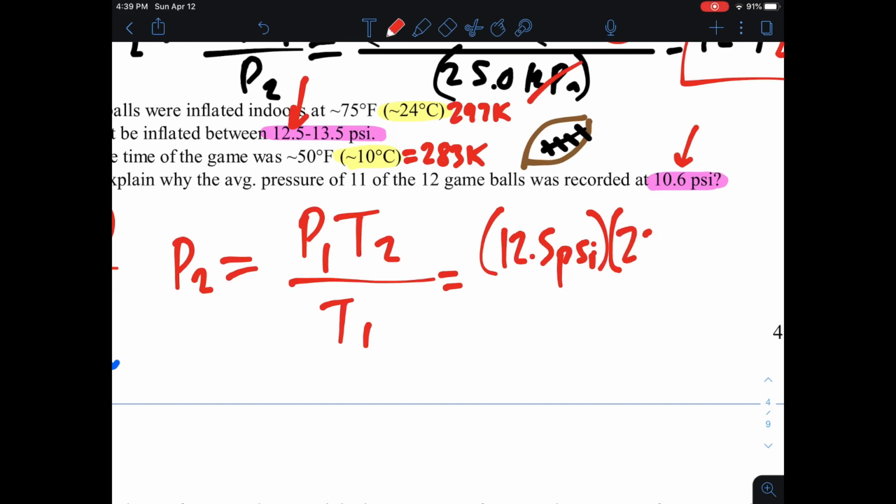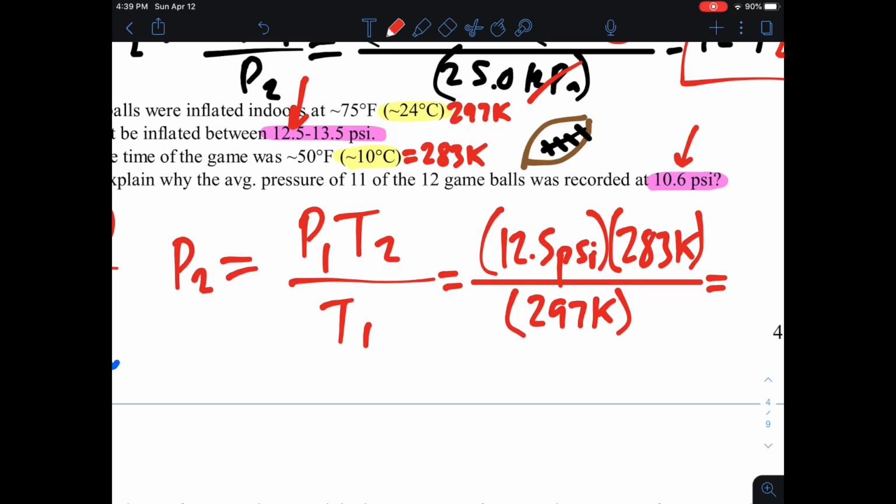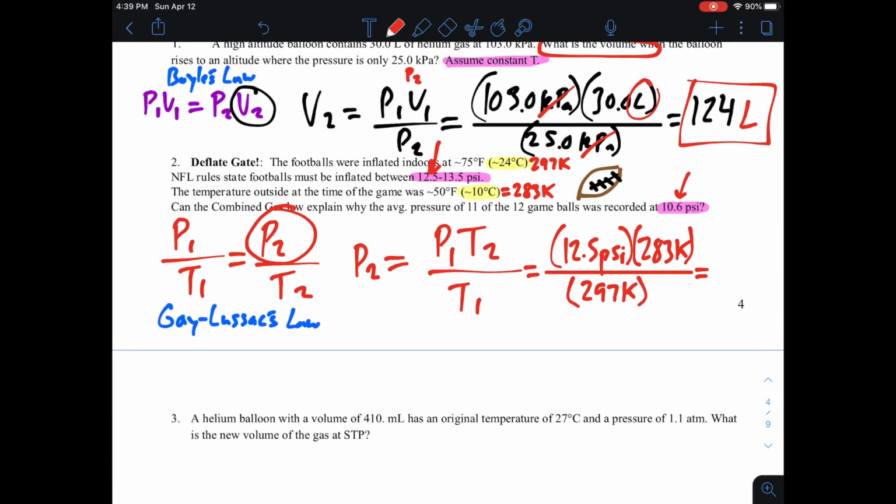We just got to make sure it's consistent. Our final temperature outside was 283 Kelvin. They called it a blustery day. It actually wasn't that cold by Minnesota standards. Let's divide that by our initial temperature of 297 Kelvin. And let's do some math. Multiply the top, divide by the bottom. I get an answer of 11.9 psi. What does that mean?